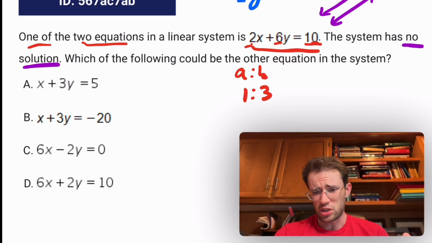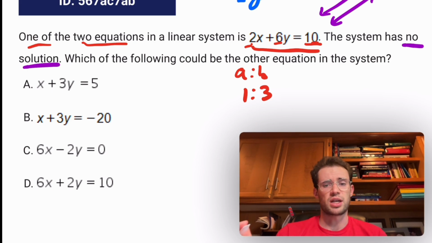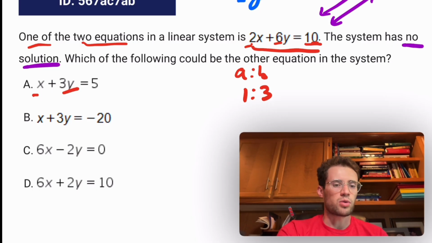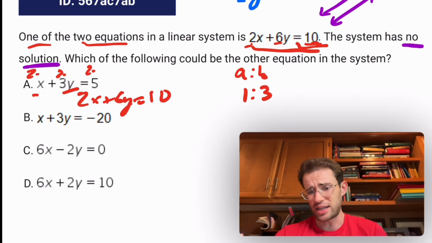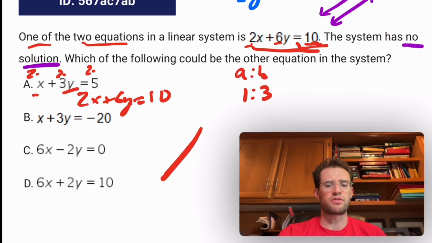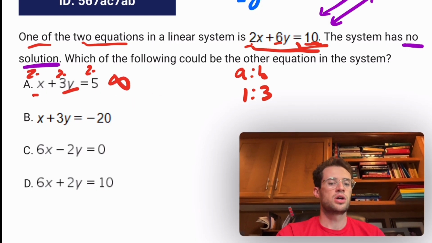You could also get all of them into slope-intercept form, compare their slopes, compare their y-intercepts, but let's see. So x plus 3y, that is that 1 to 3 ratio, equals 5. Now, if we want it to be the same form as 2x plus 6y, we'd have to multiply everything by 2. So times 2, times 2, times 2, that gives us 2x plus 6y equals 10. That's identical, right? Even the c value is the same, which means these are the same line. If you type in both of these equations into Desmos, it will just graph the same line twice. So that would be infinite solutions, not zero solutions. So it's not that one.